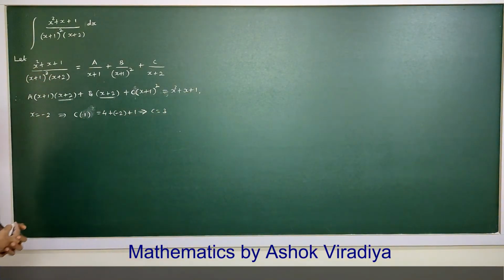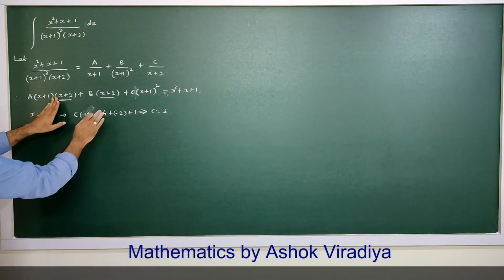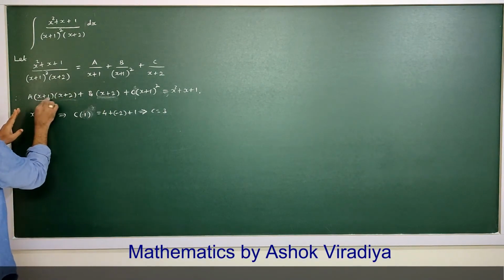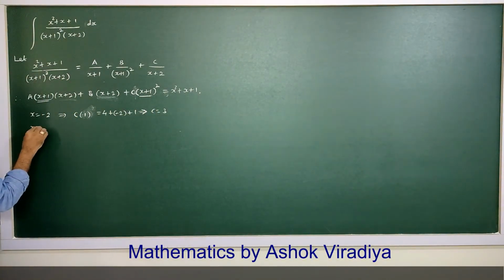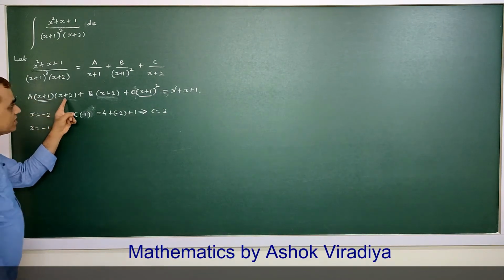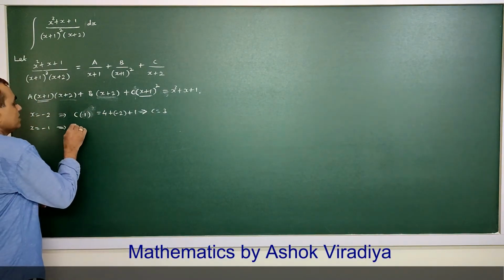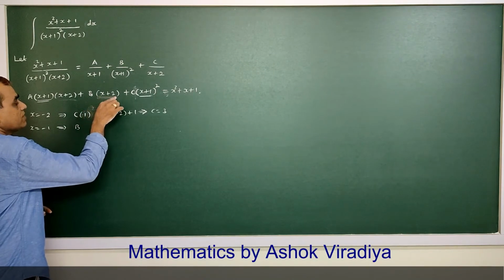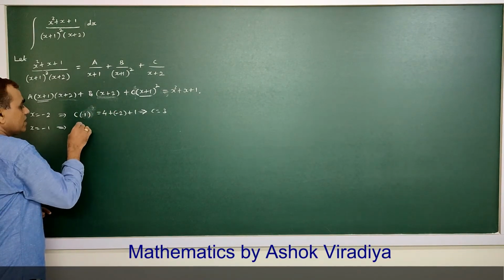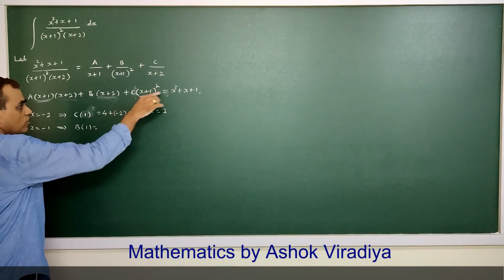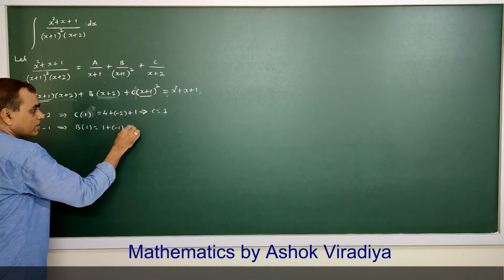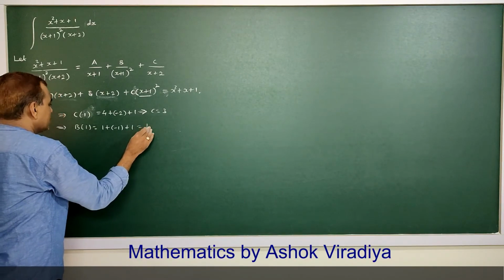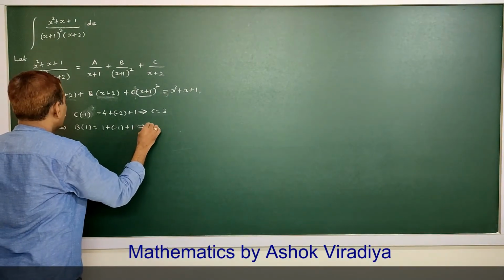So c is obtained. Now in this first and third term there is common x plus 1. So now we are taking x equal to minus 1. Taking x minus 1, this will be 0. Putting here minus 1. So b into minus 1 plus 2 is 1 equal to, here minus 1 square is 1 plus minus 1 plus 1. So it is 1. So b is 1.